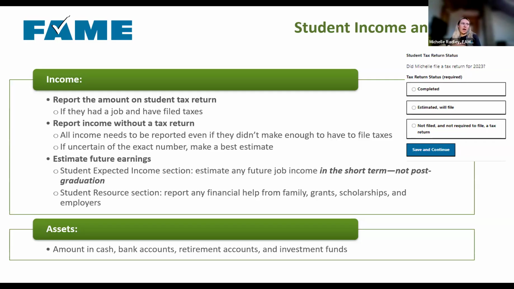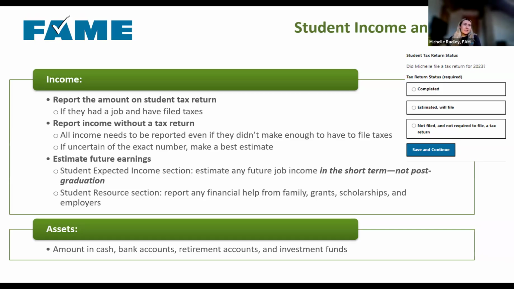It'll be asked to report whatever was filed on a tax return. Again, if there isn't a tax return, then you'll have to report the income in a different section of the form. If you're uncertain of the exact number, so say maybe you don't have perfect documentation of what that is, an estimate is what you're going to have to go with.